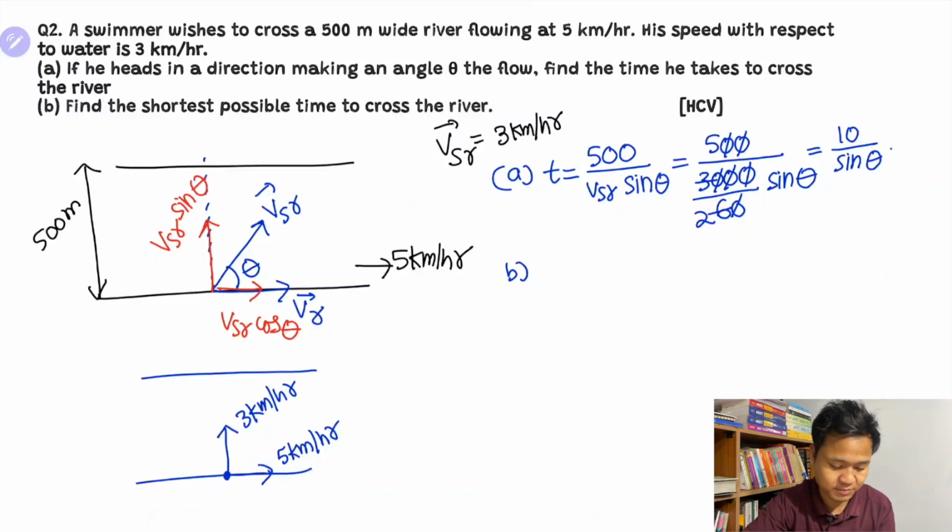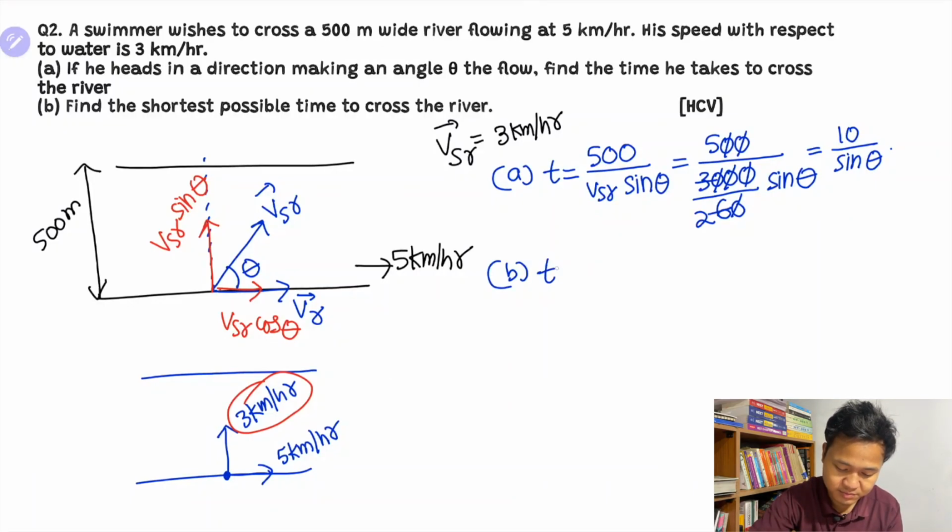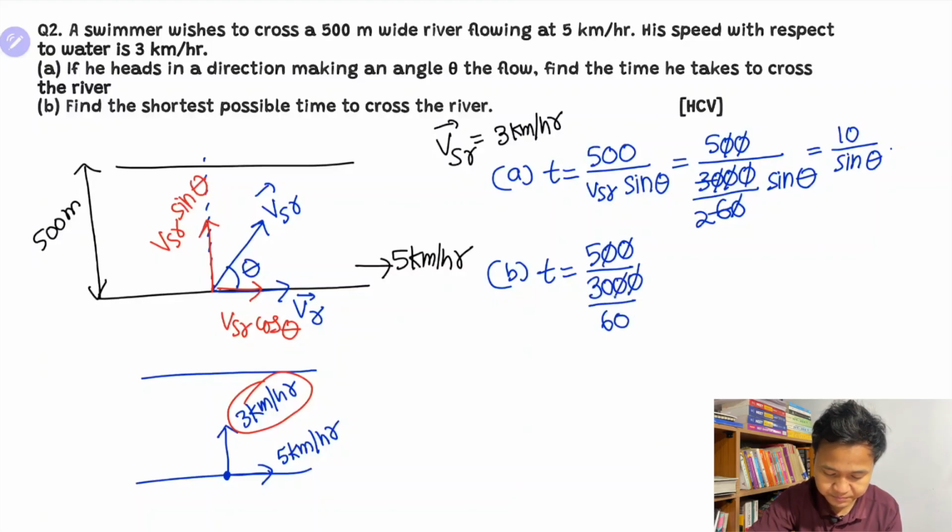You may have a problem, but here actually this 3 kilometer per hour should be vertically upward. So this is the vertical component, and it is responsible for the time, the vertical motion. Therefore the time will be total distance of 500 divided by speed of 3 kilometer per hour. So 3000 divided by 60. How much is this? This is 10 minutes.